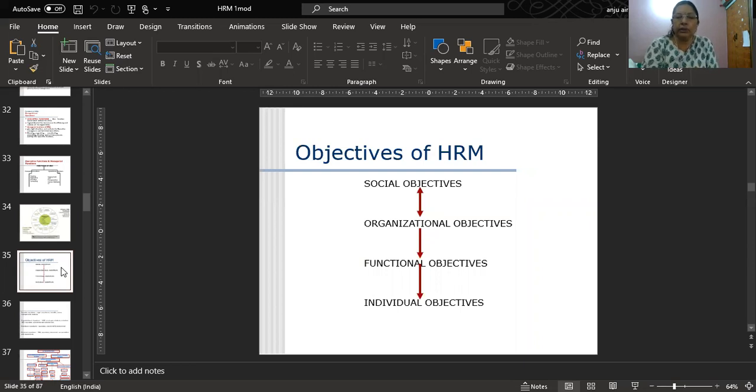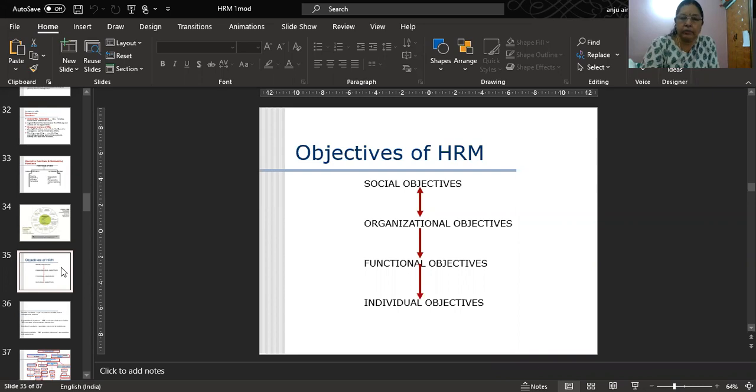Then today we go to the objectives of HR management. So HR first decides the individual objectives. Based on that, the functional objectives are decided, that each department's functional objectives are decided. So what is the HR department, what is the accounts department, what is the manufacturing department, what is the marketing department's objectives are all decided, and the organizational objectives are decided on the basis of the social objectives.